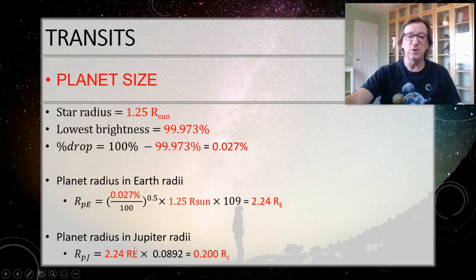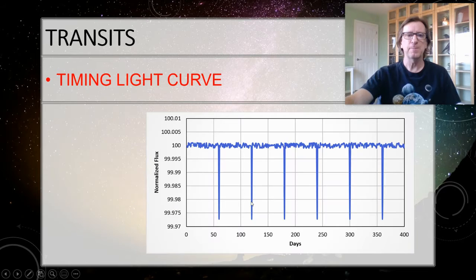So 2.24 Earth radii times 0.0892 says that this is 0.2 Jupiter radii. So this is 20%, 2/10 the size, about 1/5 the size of Jupiter. Okay. Does that make sense? If you're not getting the same answer, go back through and work it out. If you still can't figure it out, come to Live Help and I'll help you.